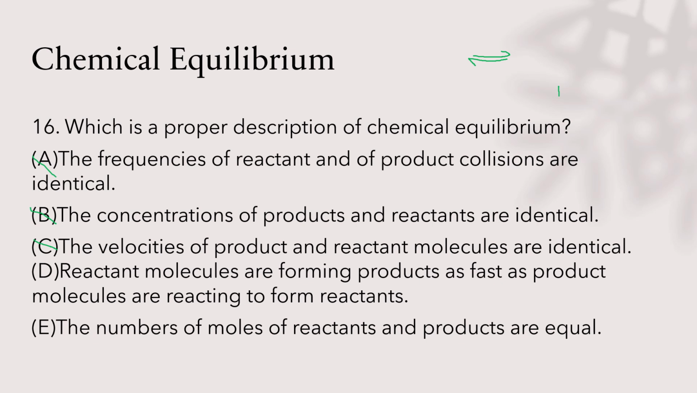D, reactant molecules are forming products as fast as product molecules are forming reactants. So D is the correct choice here. It's saying they're in equilibrium. It's going the same rate in both directions. And then E, the number of moles of reactants and products are equal. No, it's not about the moles being equal. It's not about the concentrations being equal. It's just about the forward and reverse reactions are going at the same speed.